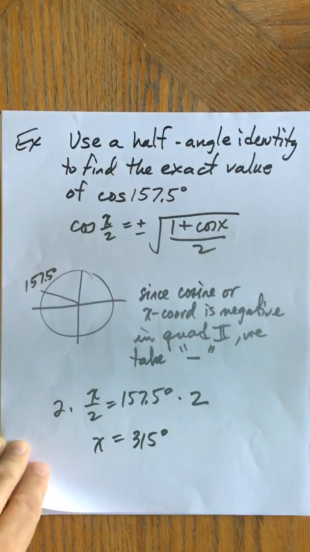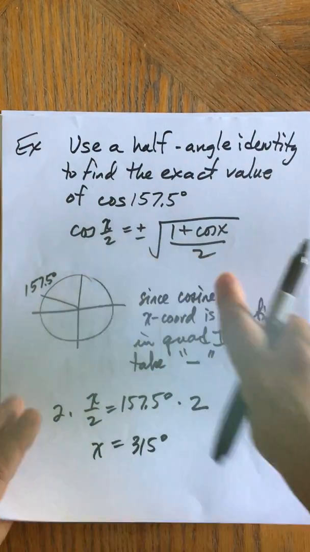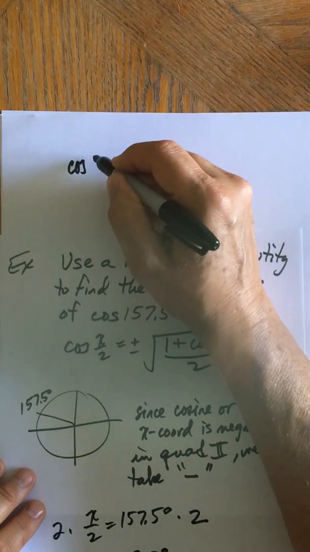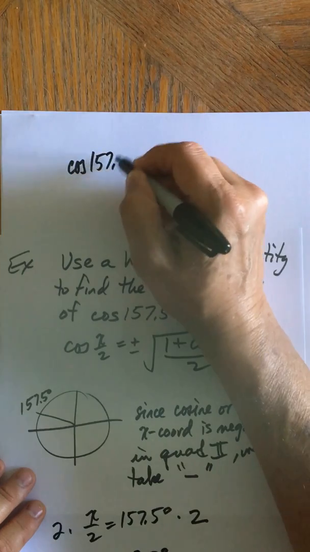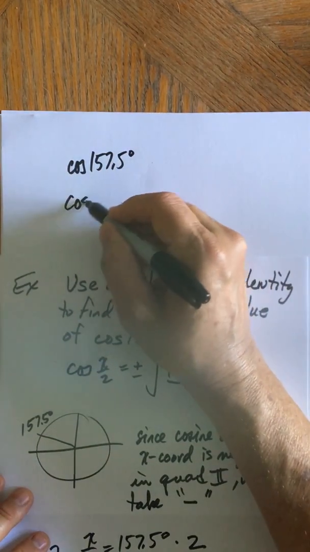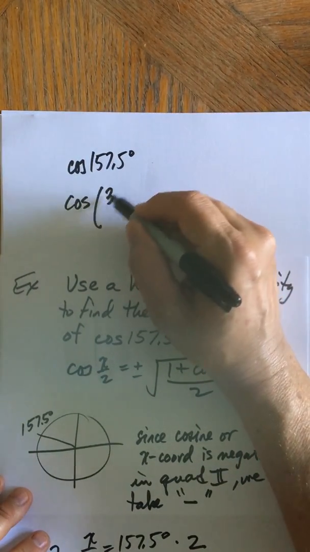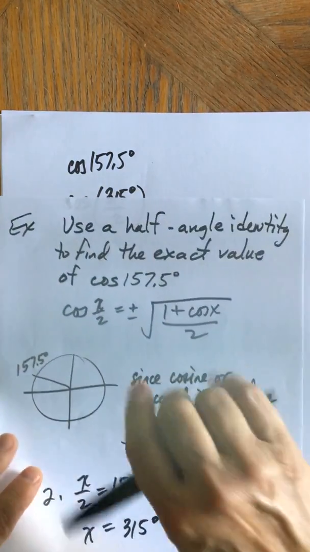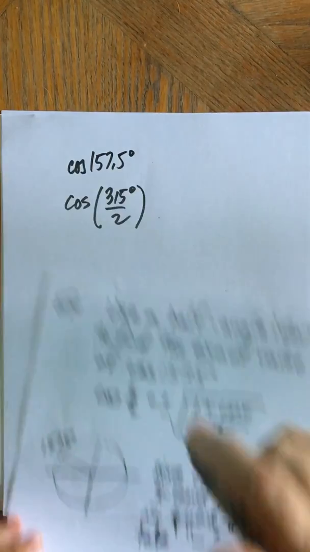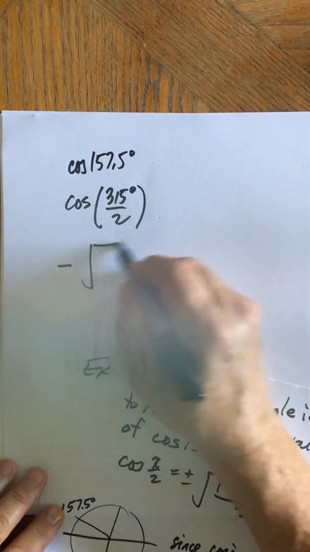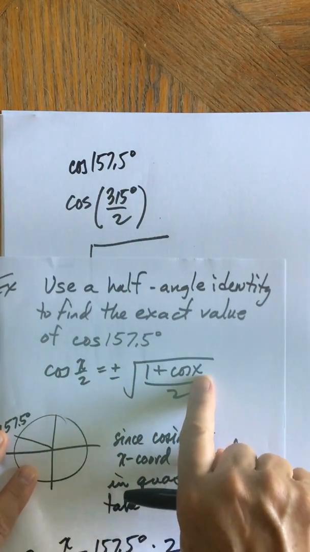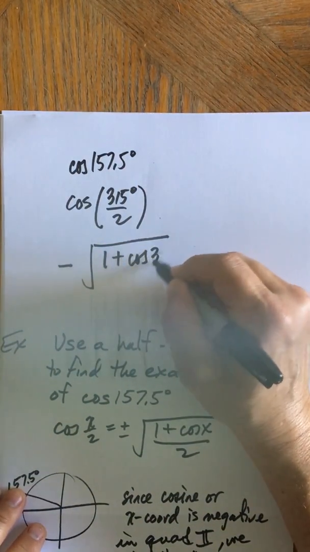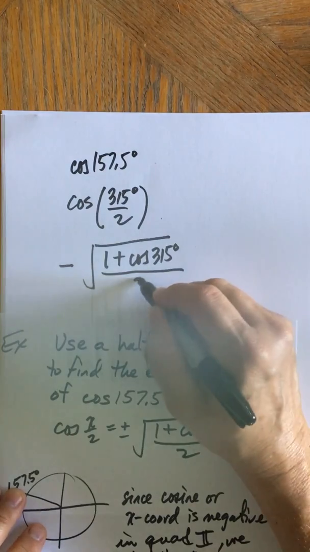All right. Armed with this, we're going to go back and plug everything in here. So I'm going to say cosine of 157.5 degrees is the same thing as cosine of 315 degrees divided by 2, which is, now we plug it in here, the negative of the square root of 1 plus cosine of x, 315, so 1 plus cosine 315, all divided by 2.